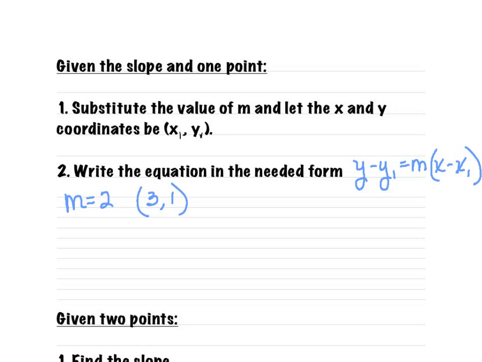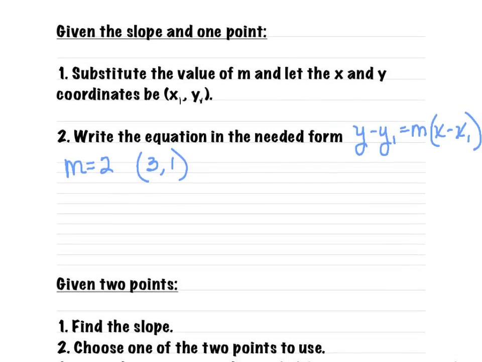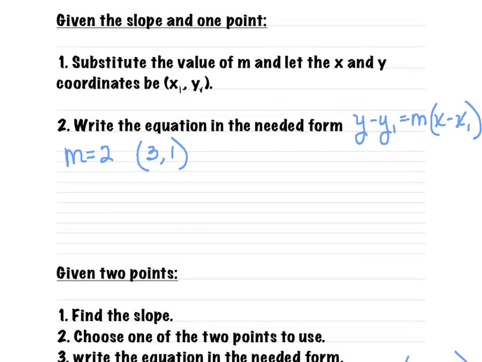Okay, here we go. In this lesson, you will be asked to write an equation in point slope form if you're given the slope and a point. So it's very simple. Write it down. Number one, you substitute the value of m, the slope, and let the x and y coordinates be x1 and y1. All right? Then number two, write the equation in the needed form.